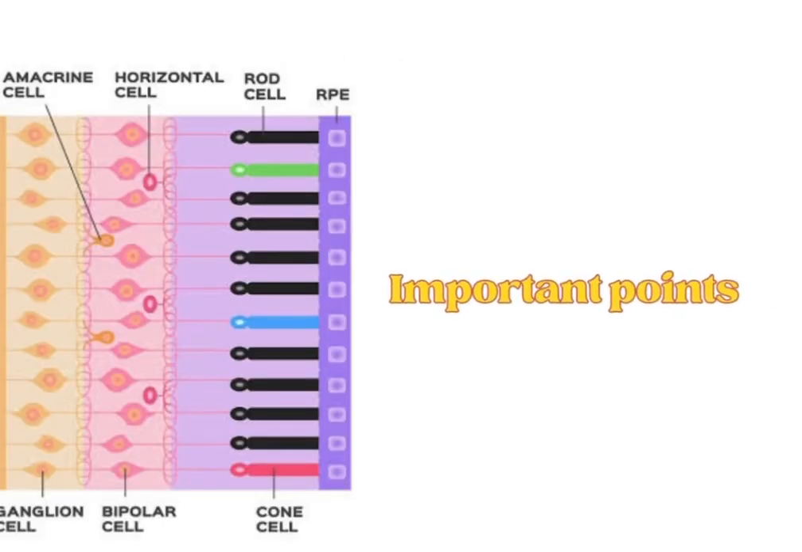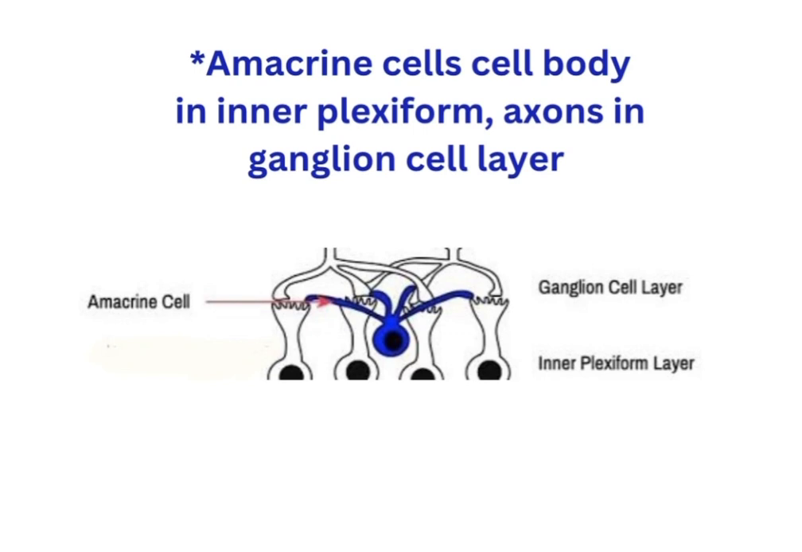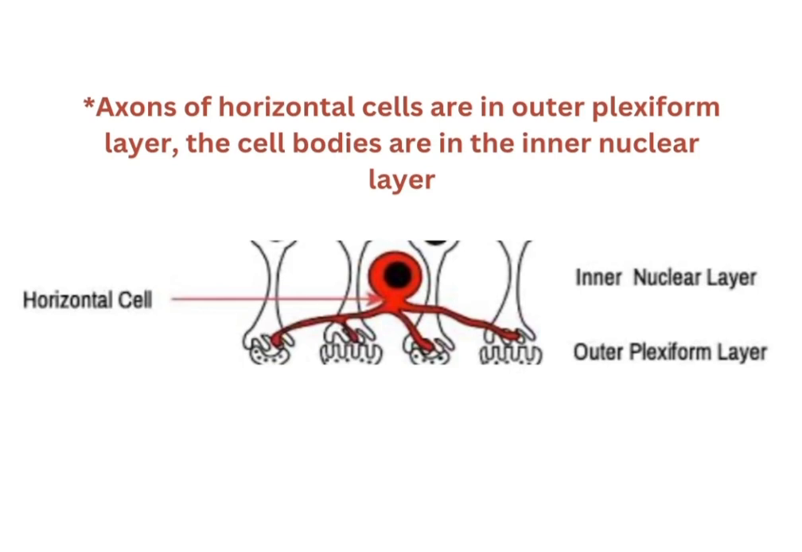Now let's talk about some important points which are the position or the location of certain cells inside these layers. First of all, we have the amacrine cells. These amacrine cells have their cell bodies in the inner plexiform layer and their axons project in the ganglion cell layer as shown. Then we have the horizontal cells, whose axons are projecting in the outer plexiform layer, and its cell bodies are present in the inner nuclear layer as shown in the diagram.